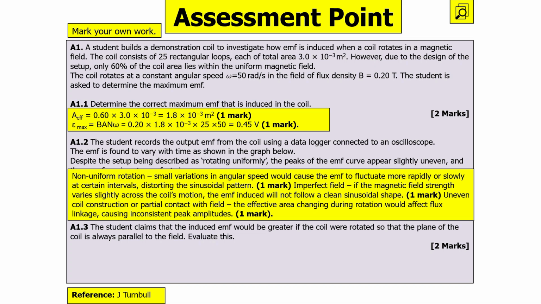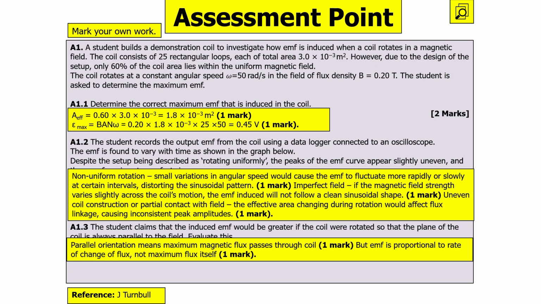Now, this can be caused by a non-uniform rotation. Small variations in the angular speed will cause the EMF to fluctuate more rapidly and slowly at certain intervals, distorting the sinusoidal pattern. There may be an imperfect field. If the magnetic field strength varies slightly across the coil's motion, the EMF induced will not follow a clean sinusoidal shape. An uneven coil construction or partial contact with the field, which would change the effective area, would affect the flux linkage, causing inconsistent peak amplitudes.